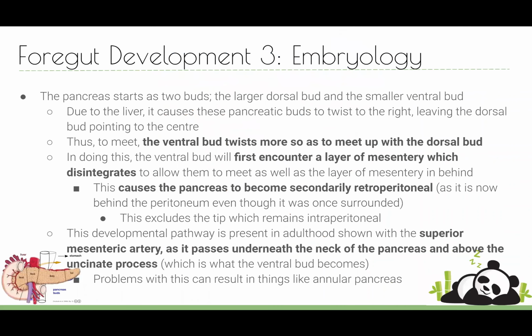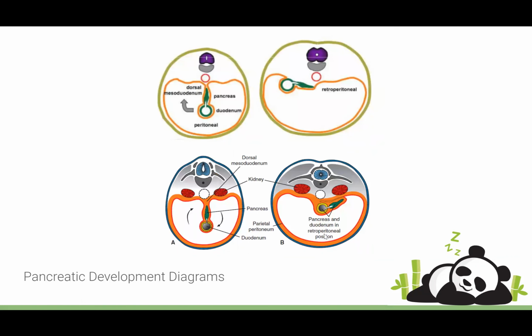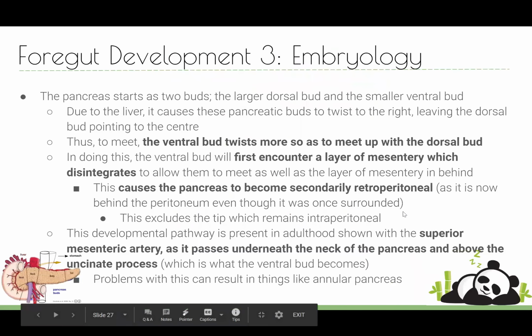Okay, so continuing with the foregut with now the pancreas. So the pancreas starts out as two buds. I don't have a picture of two buds. That's kind of bad. But effectively, imagine another bud. It's out here or out here. Okay, the larger dorsal and the smaller ventral bud.